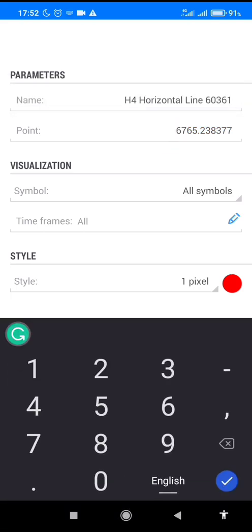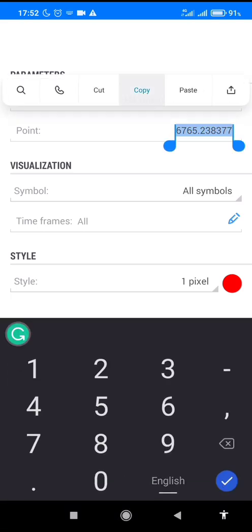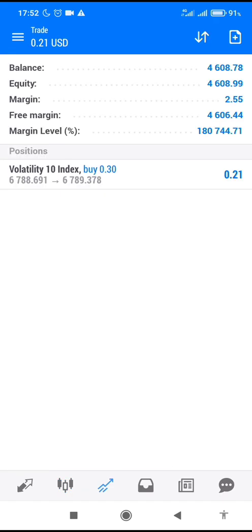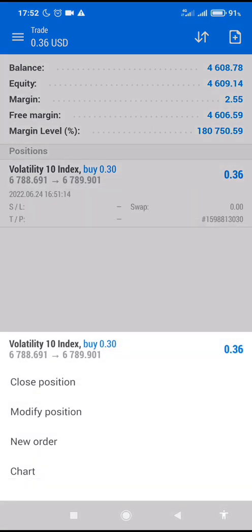Copy the point. So the way I just copied the point now, you come back to your position, where your position is running like this. So you can swipe to the left hand side, or you hold down that particular position, then you click on modify position. So you can set your TP and SL before placing your trade, and you can decide to place your trade before setting it. But if you ask me, I will tell you that you place your trade before setting your TP and SL.